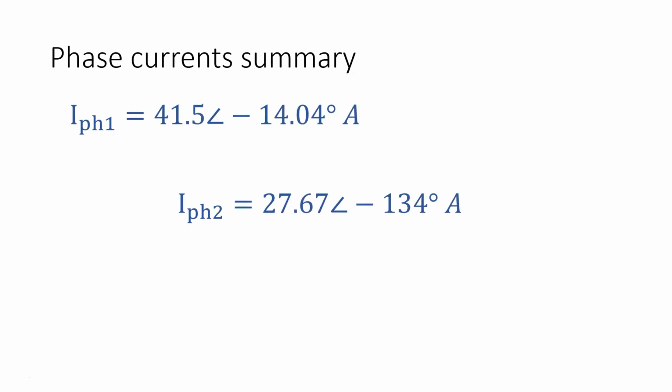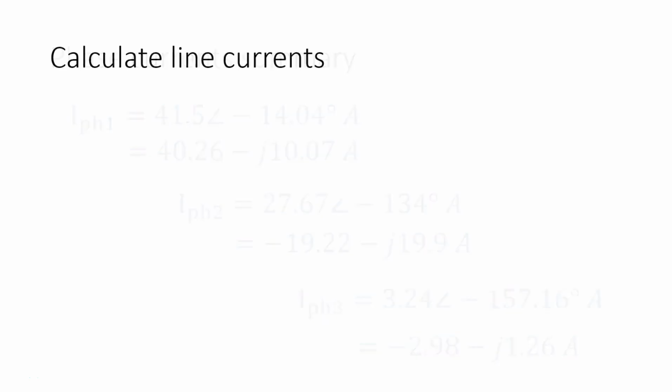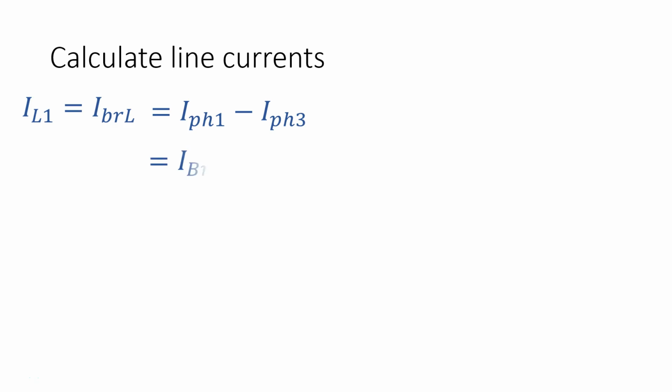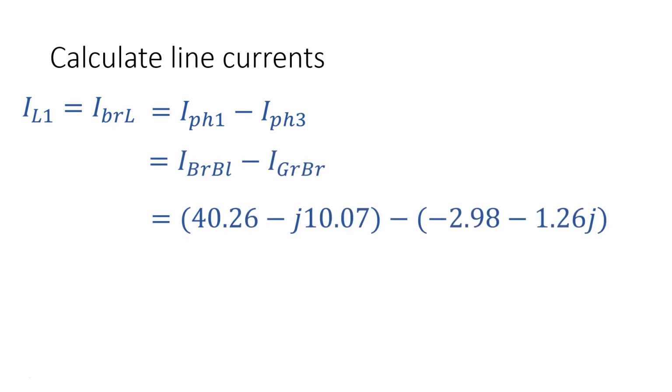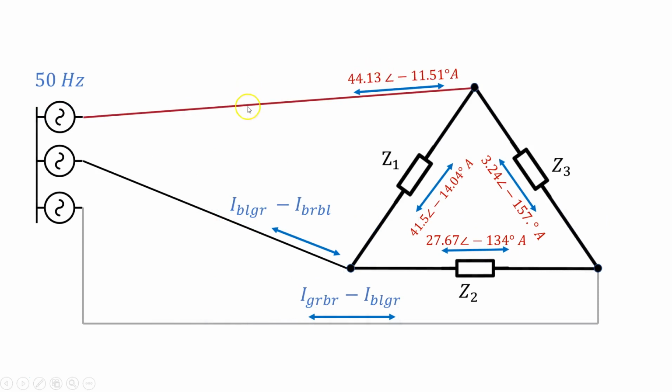So just to summarise, our phase 1, phase 2 and phase 3 currents, we're going to convert them into rectangular to make the line current calculations a little bit easier for us. So calculating the line currents, line 1 current is the difference between phase 1 current and phase 3 current. And that comes to 43.24 minus J8.81, or in polar, 44.13 at minus 11.51 degrees. So that's got our line 1 current now.